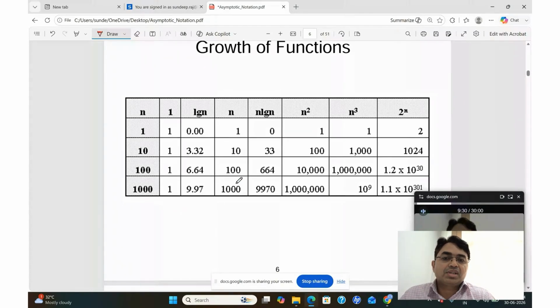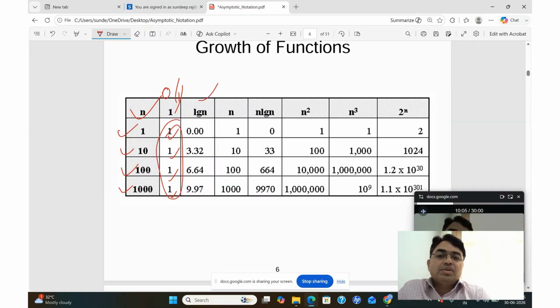Coming to the growth of functions, the growth of functions or the complexities depends on the number of inputs, which may be 1, 10, 100 or 1000. If we consider an order of 1 type of algorithm, it will give us a constant value, such as milliseconds or seconds, for analyzing an algorithm or the steps.